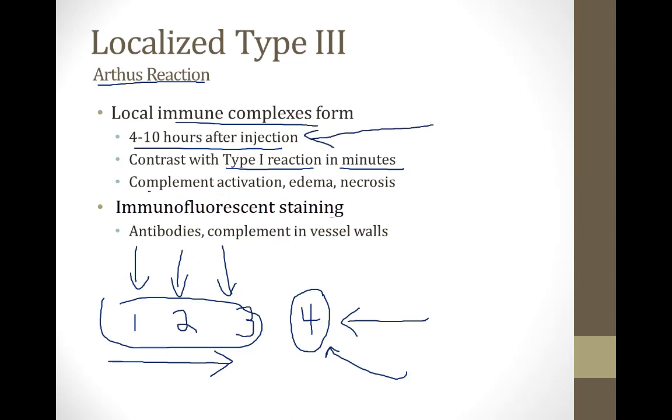Once they bind, they lead to complement activation and edema and necrosis, and you can identify Arthus reactions with immunofluorescent staining. You will see antibodies and complement in the vessel wall to know that they are being deposited in the tissue and causing the reaction.